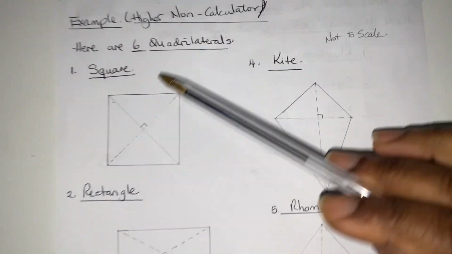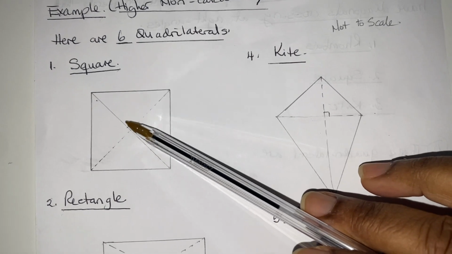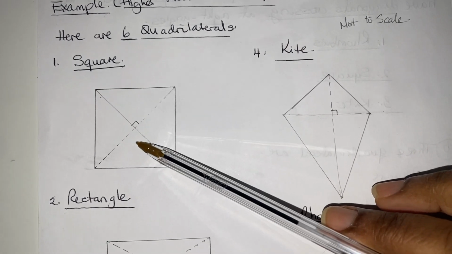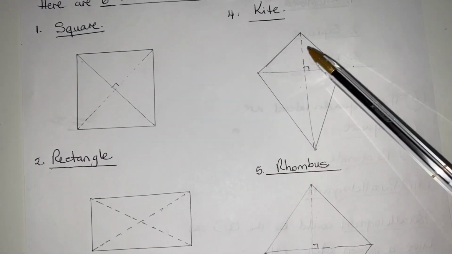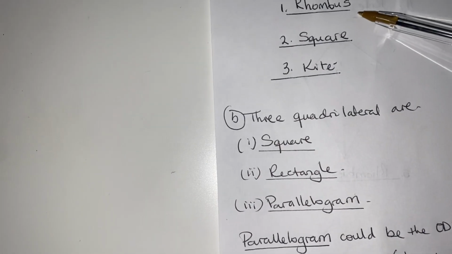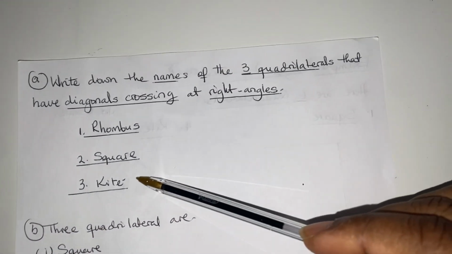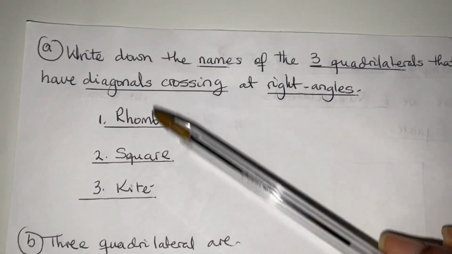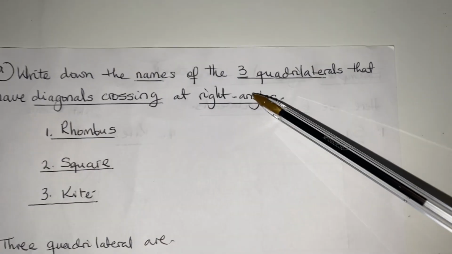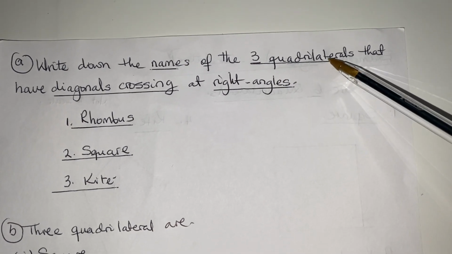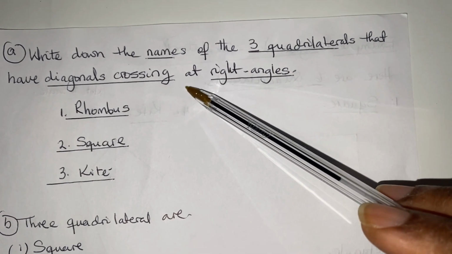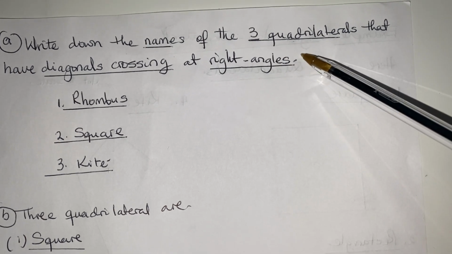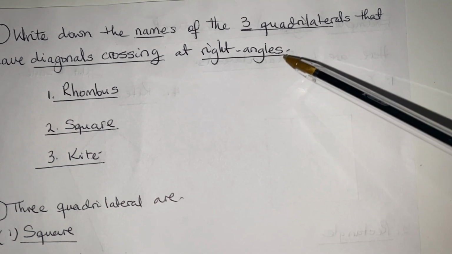The second one is the square here. That one we know, we've talked about it several times. And then the third one is the kite. So straight away, our answer is rhombus, square, and kite. These 3 shapes are the quadrilaterals that have the diagonals crossing at right angles, at 90 degrees.